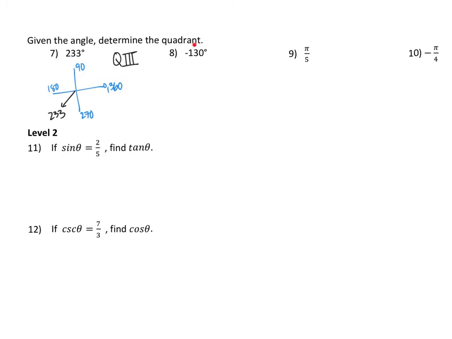All right, let's check out the next one here. So this one is negative 130. If I were to draw this in the negative direction, this would be negative 90, negative 180. So negative 130 would have to be somewhere also in the third quadrant, because negative 130 is a number between negative 90 and negative 180. So this one is also the third quadrant.